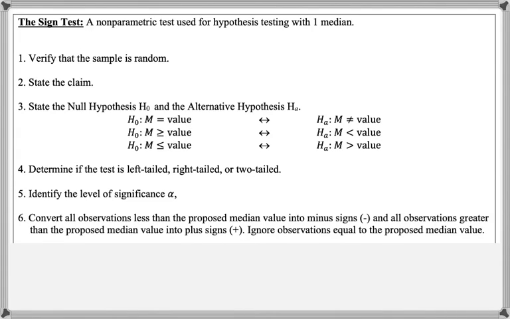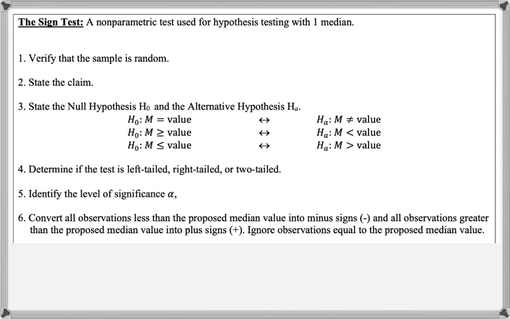This section is on the sign test. The sign test is a non-parametric test used for hypothesis testing with one median. So first we need to verify that the sample is random. Then state the claim. The different options for the null and alternative hypotheses are listed here.